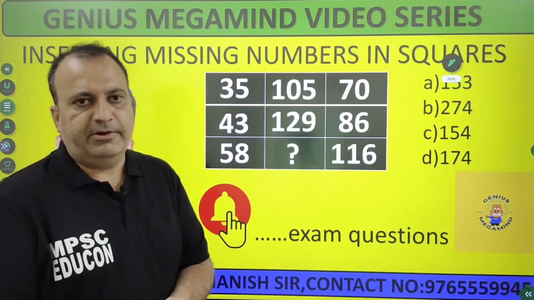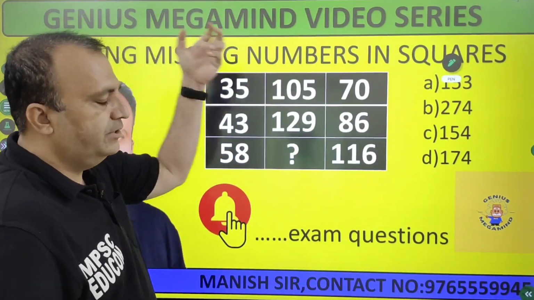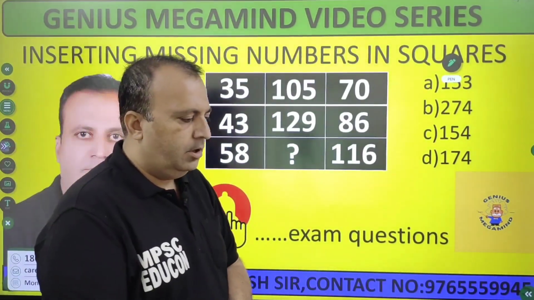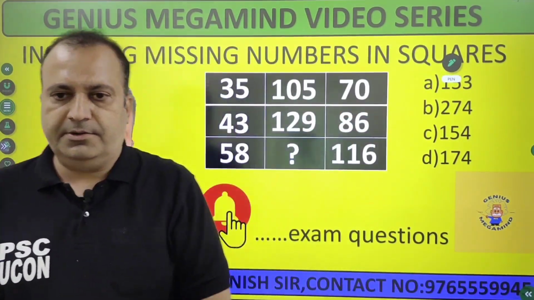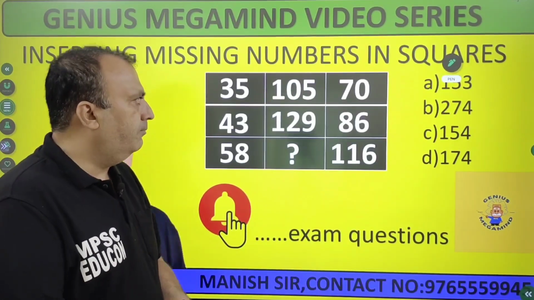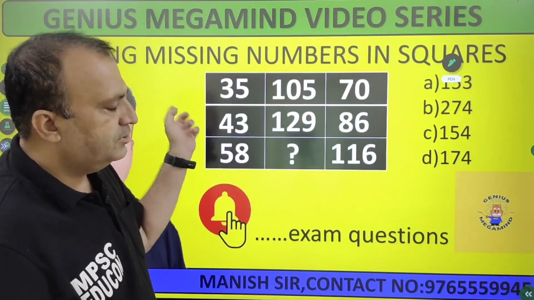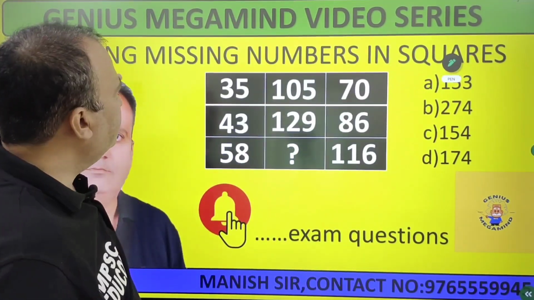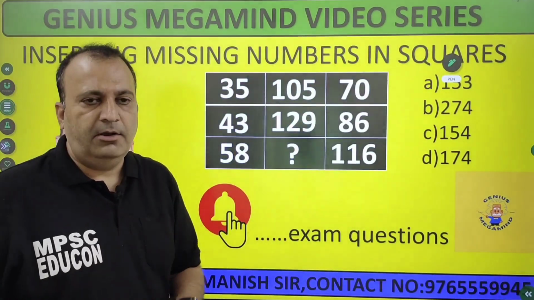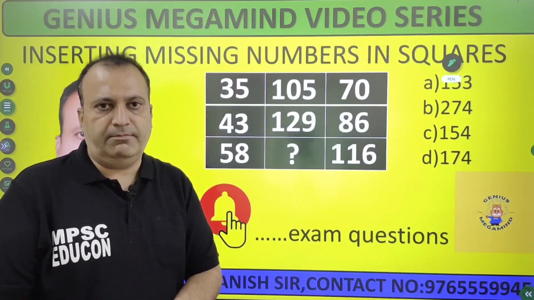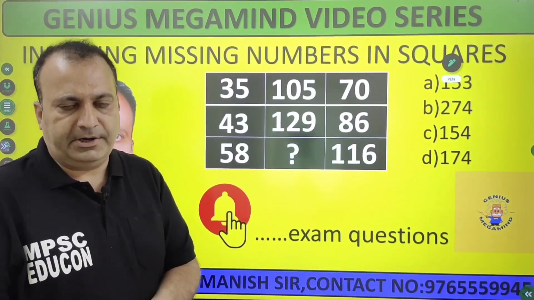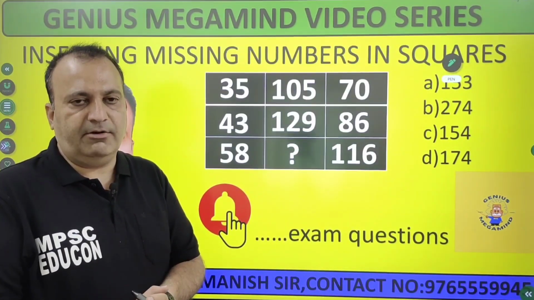As we are acquainted with the fact that we have started a series of video lectures on logical reasoning as well as mental ability test, there's a very important topic by the name magic square, or sometimes this also is called as inserting the missing numbers in square, which students do find very difficult. Now, why do they find it difficult? Because it is the lack of practice, it is a lack of understanding of the concepts.